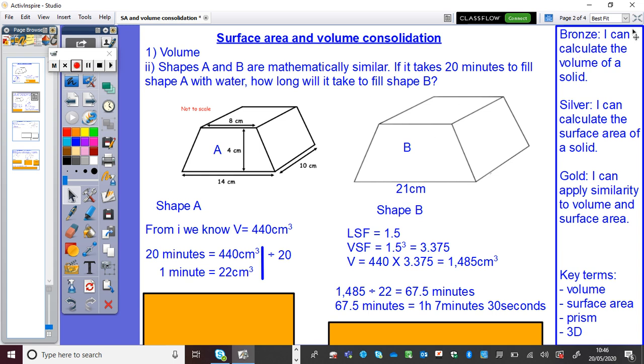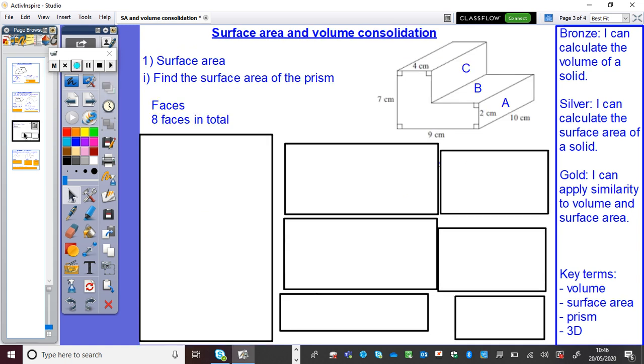So not only have I hit my bronze target now, I've started to hit gold actually, because I've just been able to apply similarity to volume. So now we're going to look at surface area. It says find the surface area of the prism. Now I'm glad that it's a prism.